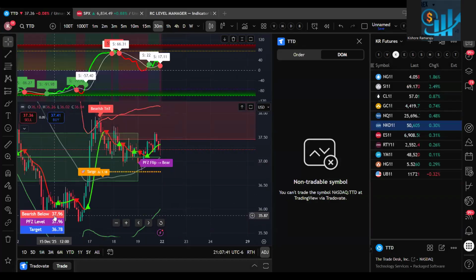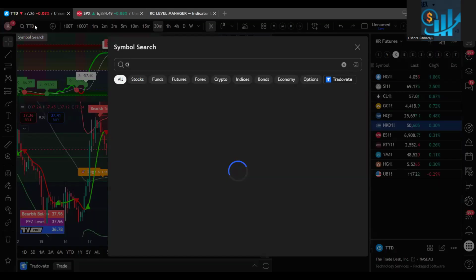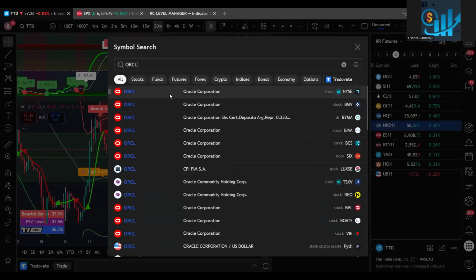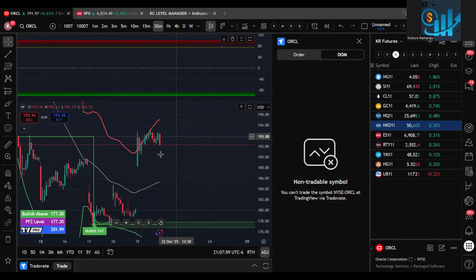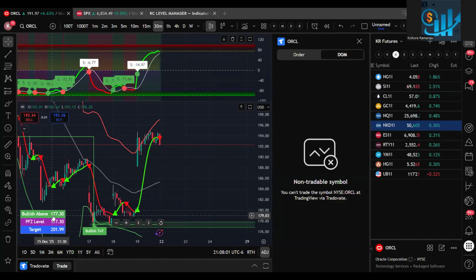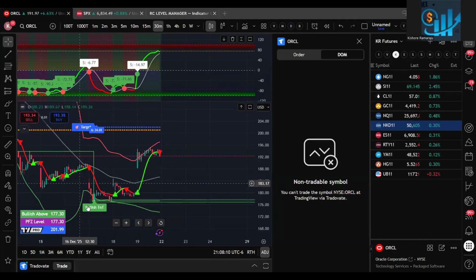TTD, it is telling if it goes below 37.96, target is 36.78. That means now it is below 37.96. We may see a $2 drop here. Oracle. So it is bullish above 177. The target is 201. So now you got a bullish Tag and Turn. It started going up. We may see it going all the way to 201 and then drop.